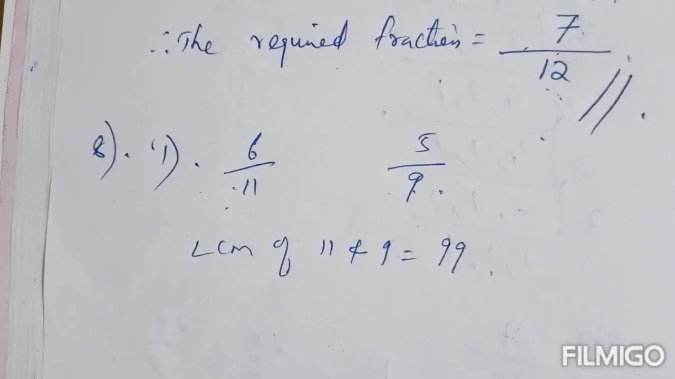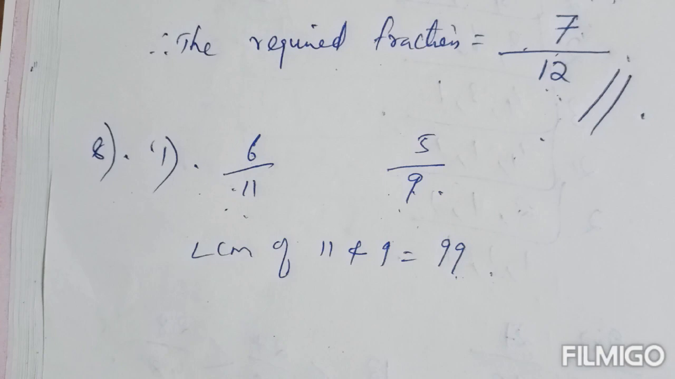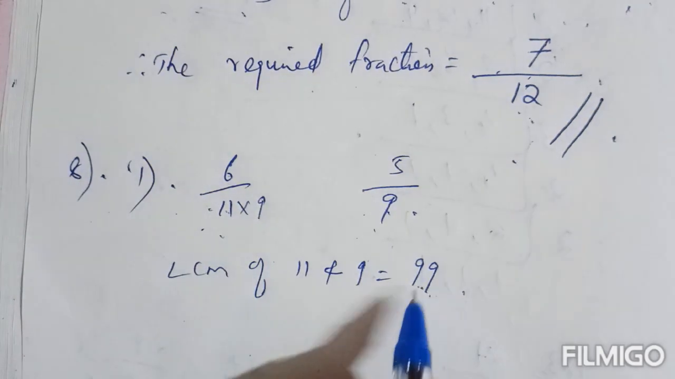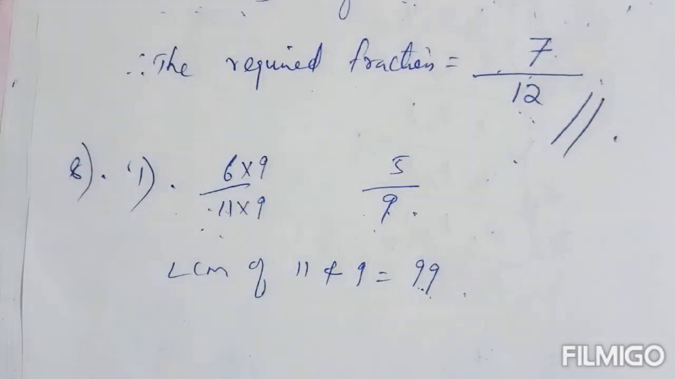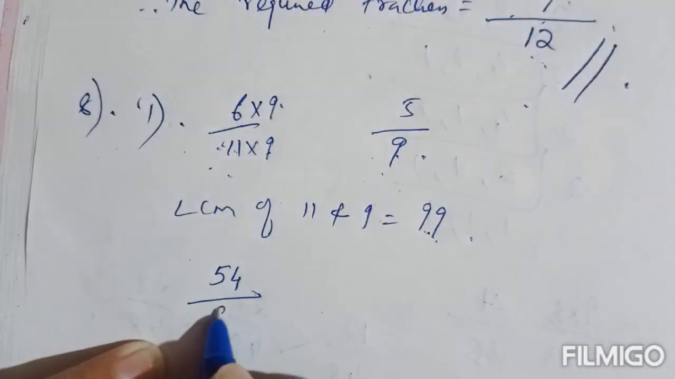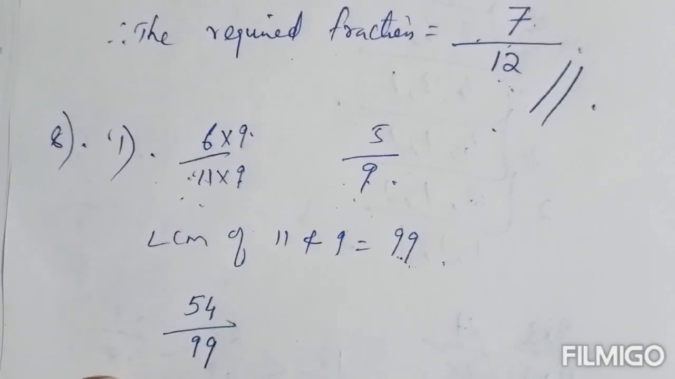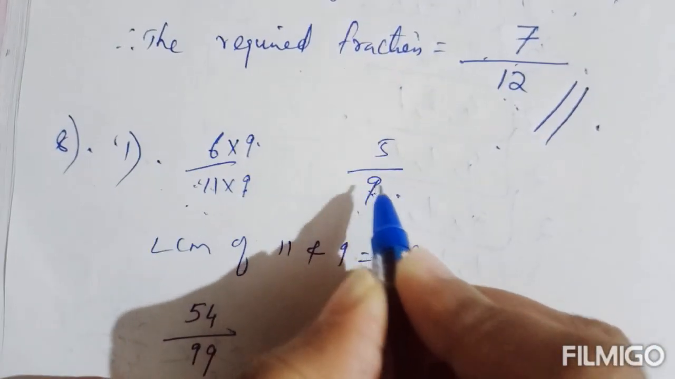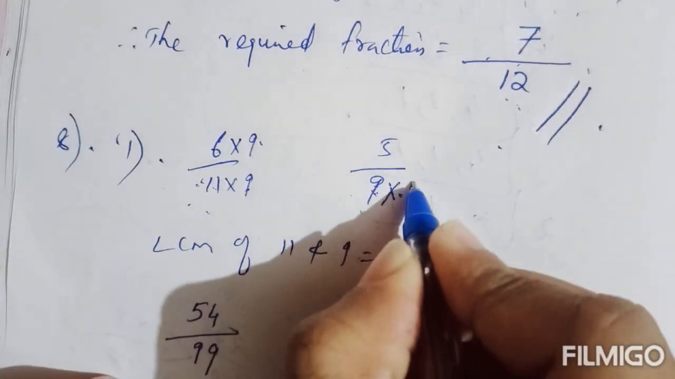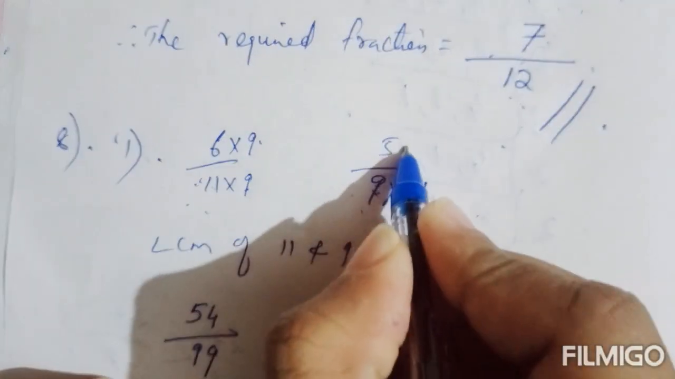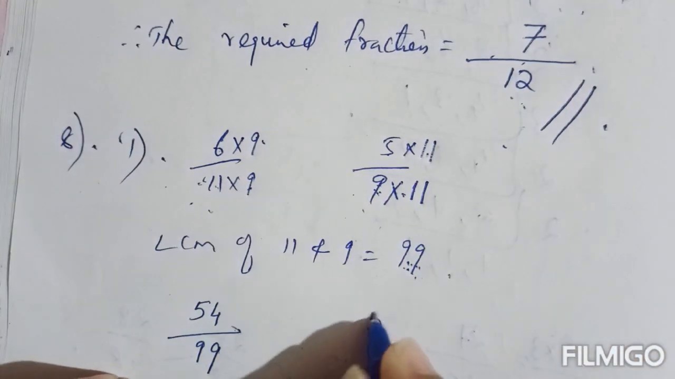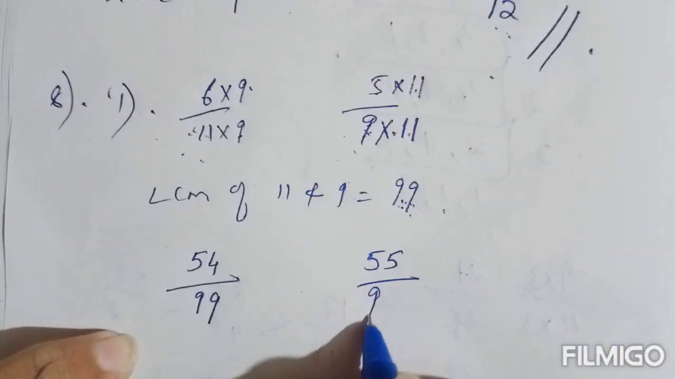Next step, make the denominators equal to this LCM. So what you will get? 11 into 9 you will get 99. So 6 you can multiply by 9. Okay, so 6 into 9 it is 54 by 11 into 9, 99. Next fraction 5 by 9. In the denominator it is 9. You have to make that equal to 99. 9 into 11, 99. So 5 you can multiply by 11. Okay, 5 into 11 it is 55 by 9 into 11, 99.